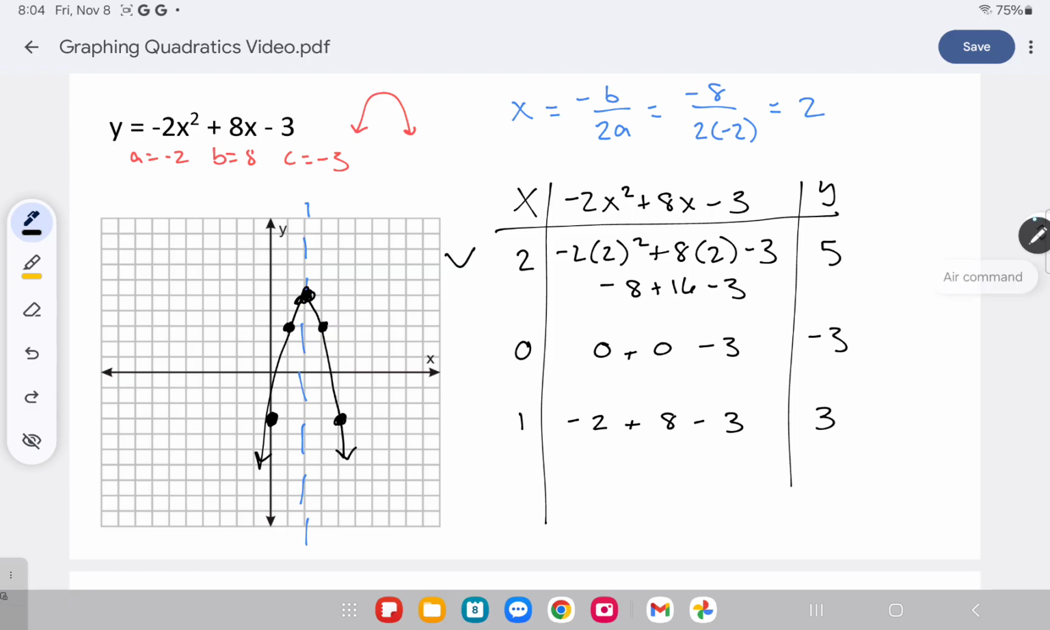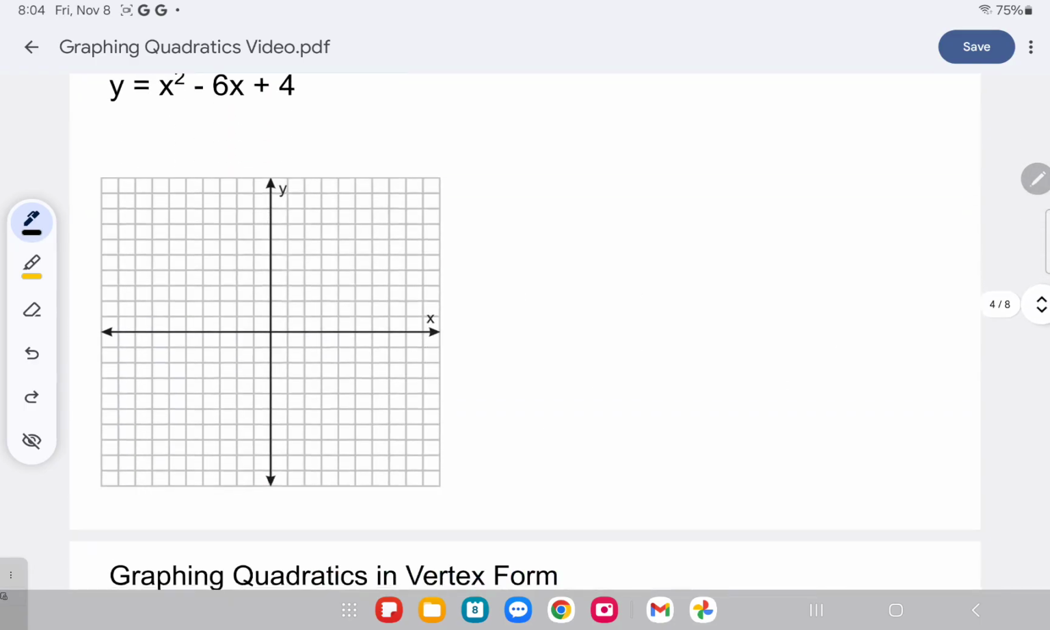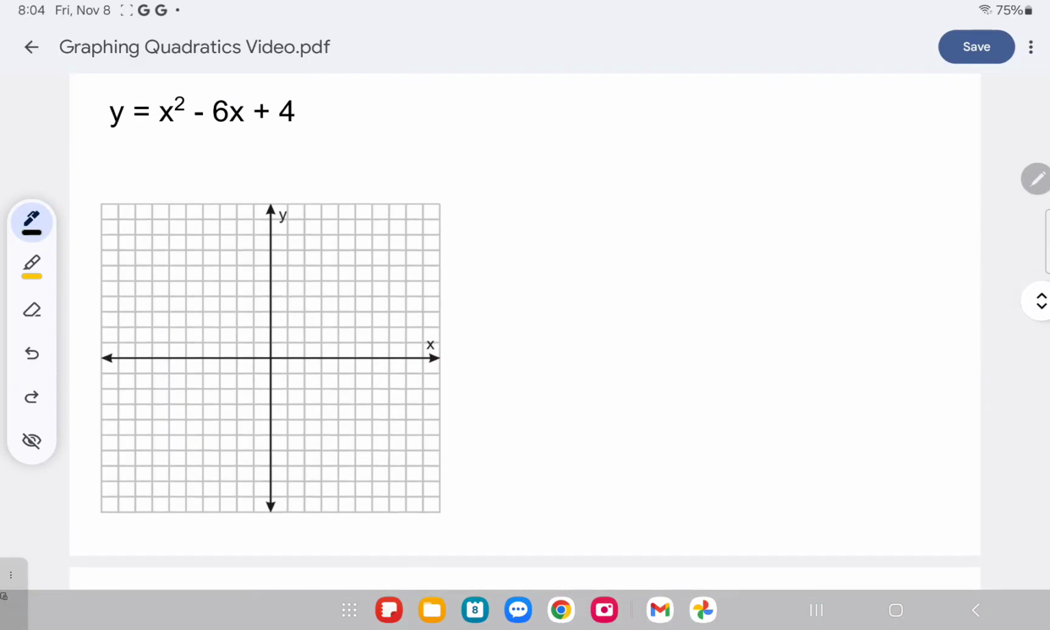Let's do another one in standard form. So again, in standard form, we always want to start by finding our axis of symmetry. I'm going to label my A, my B, and my C. Because A is positive, this is going to take on the shape of a parabola that opens up. And the axis of symmetry is x equals -b over 2a, or in this case, +6 over 2 times 1, which is 3.